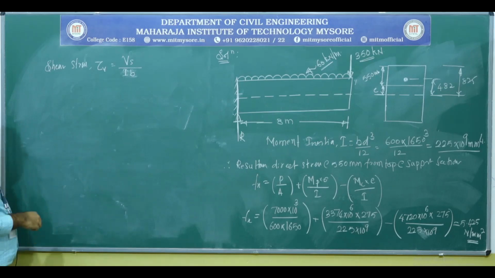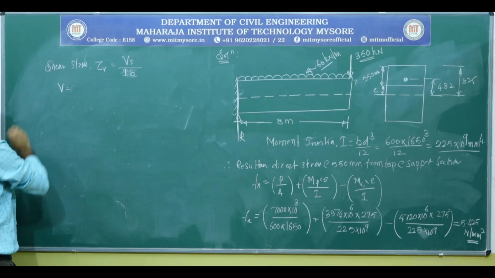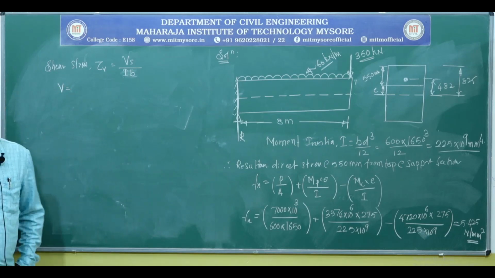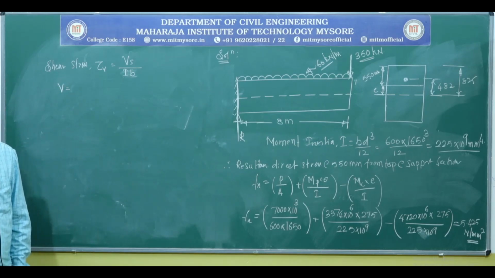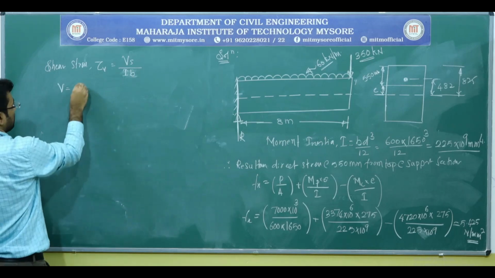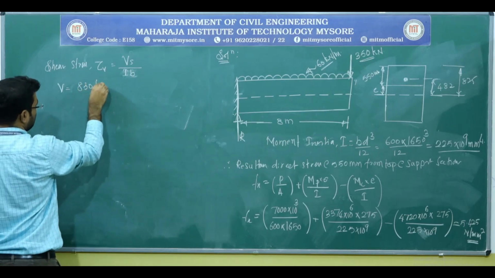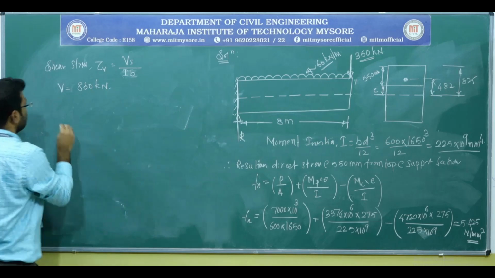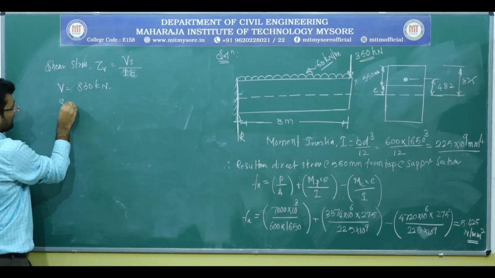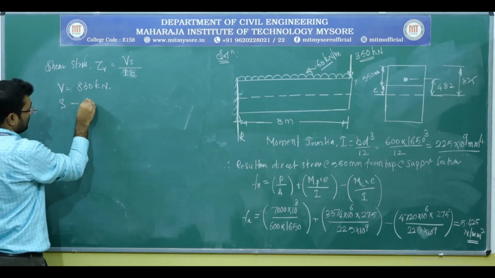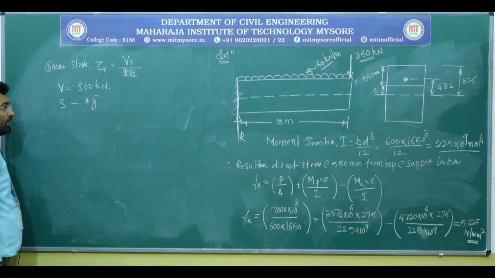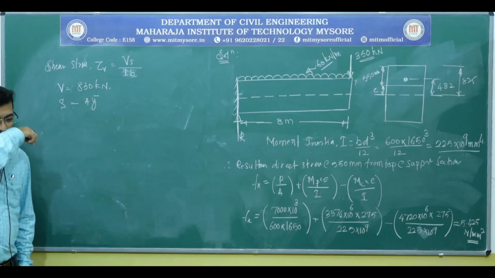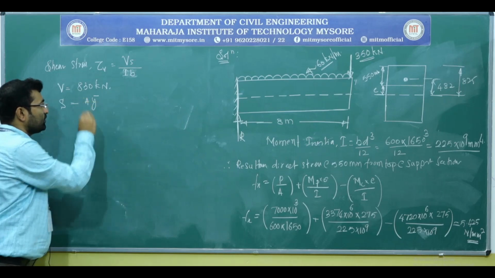Right. Now here, what is V? V is the shear force. I think we have calculated the shear force as 830 kilonewton. So 830 kilonewtons. What is S? S is the static moment, which is nothing but A into Y bar. Okay. So here, how much is A and how much is Y bar?